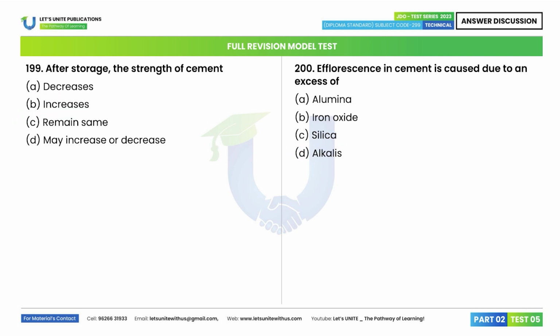Next, 199. After storage, the strength of cement decreases. Option B. 200th question. The efflorescence in cement is caused due to excess of alkalis. Option D, correct answer.